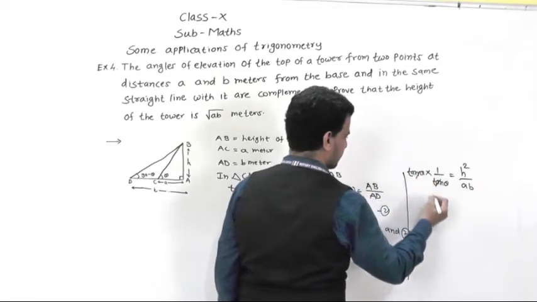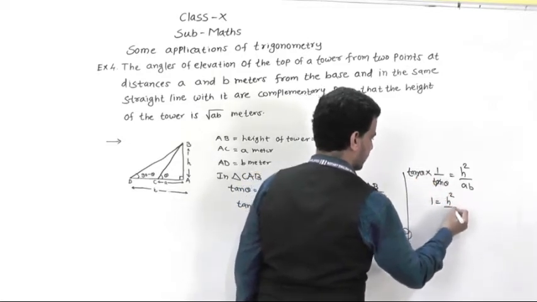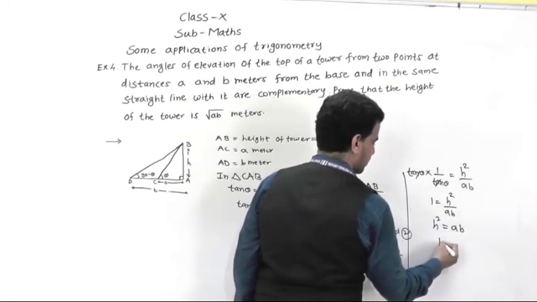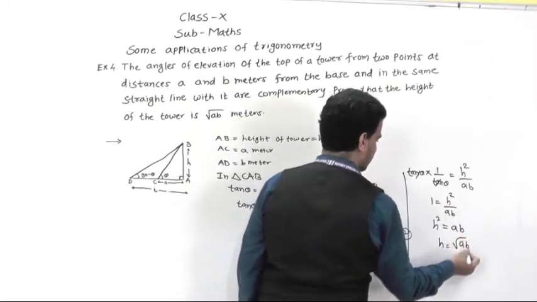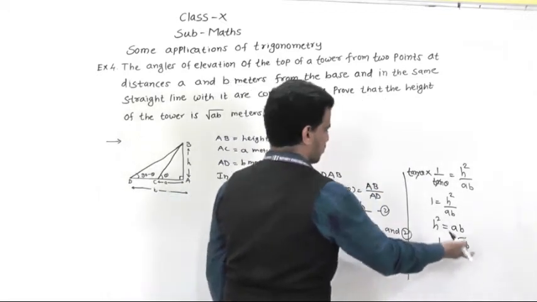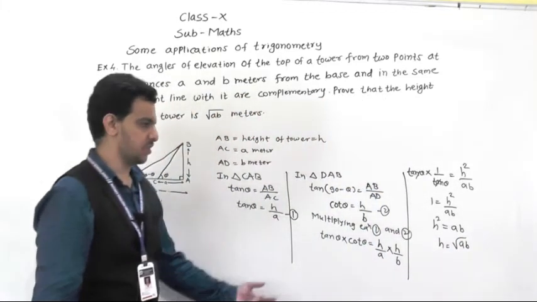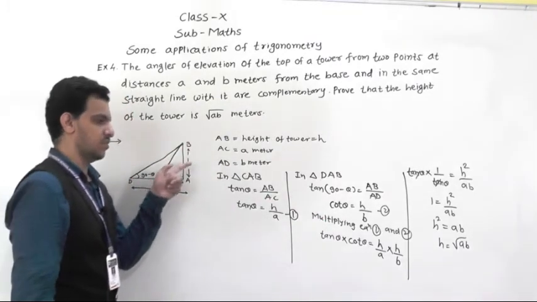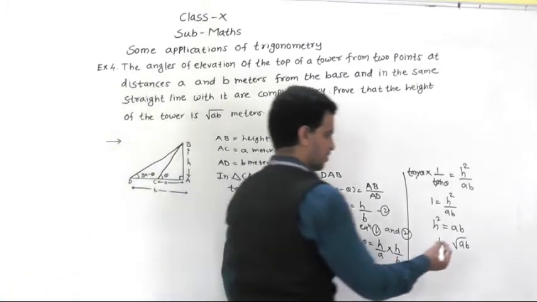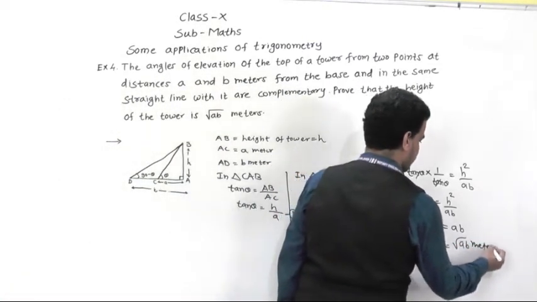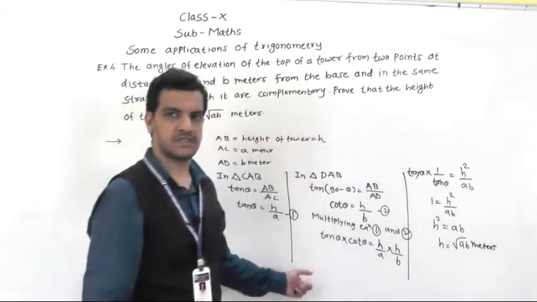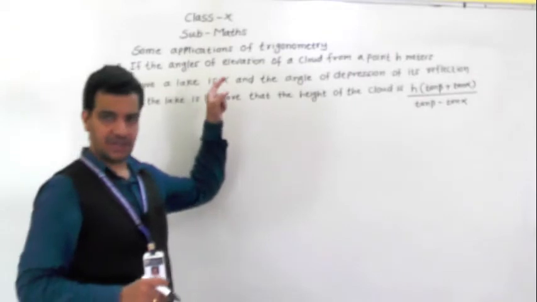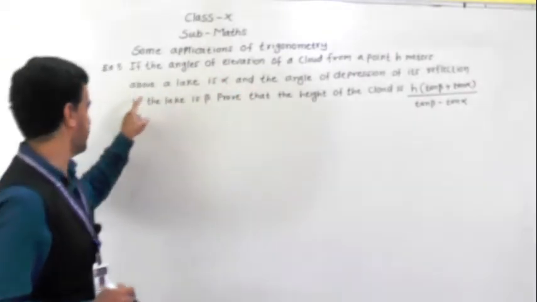So 1 is equal to h square upon ab. So h square is equal to ab, h is equal to root ab. This is a distance, so it is the positive square root. So h is equal to root ab. So the height of the tower is root ab meters. Okay, understand this.